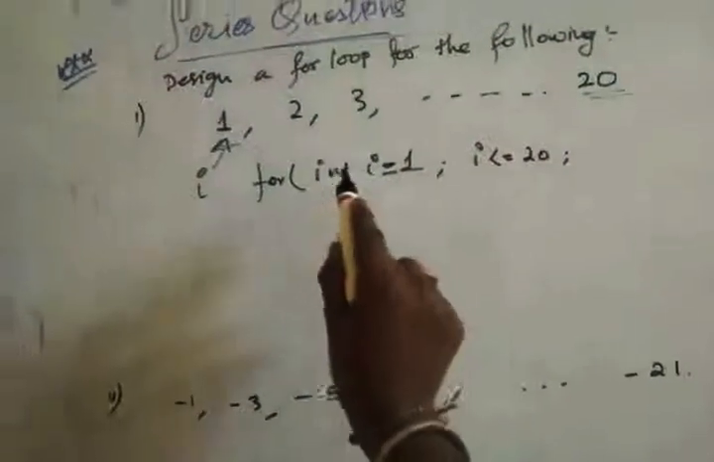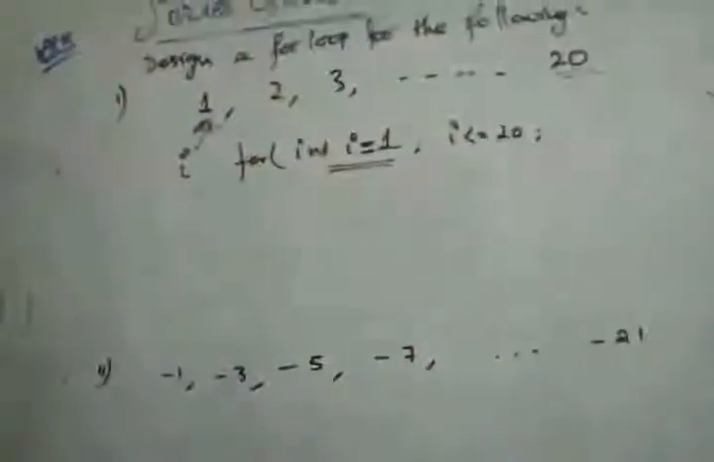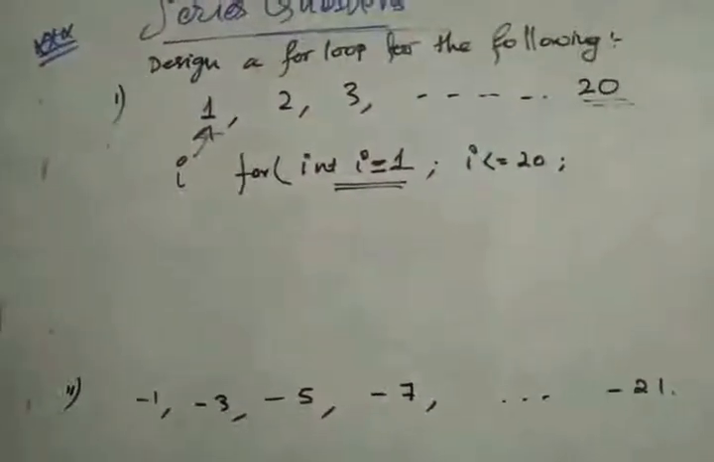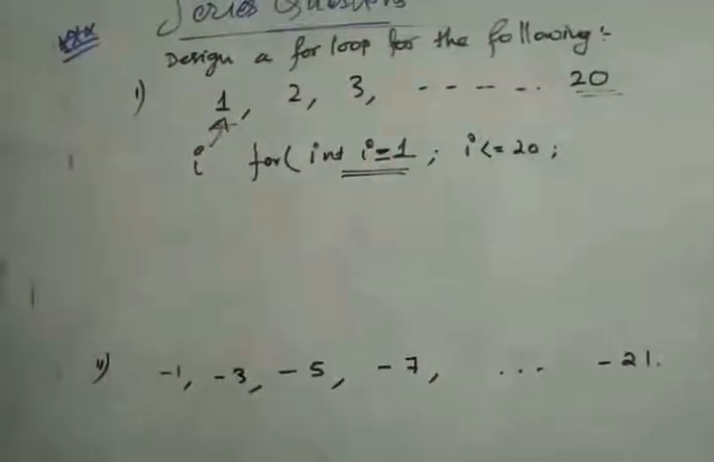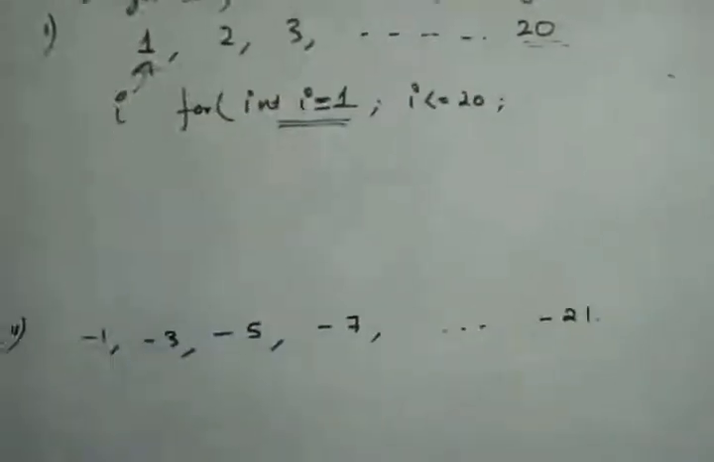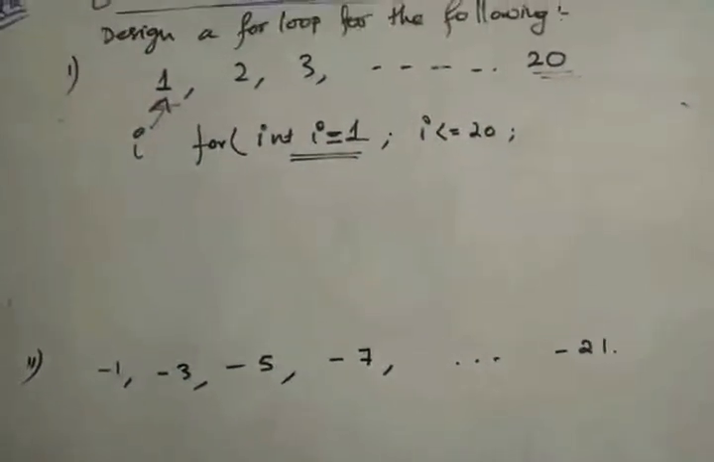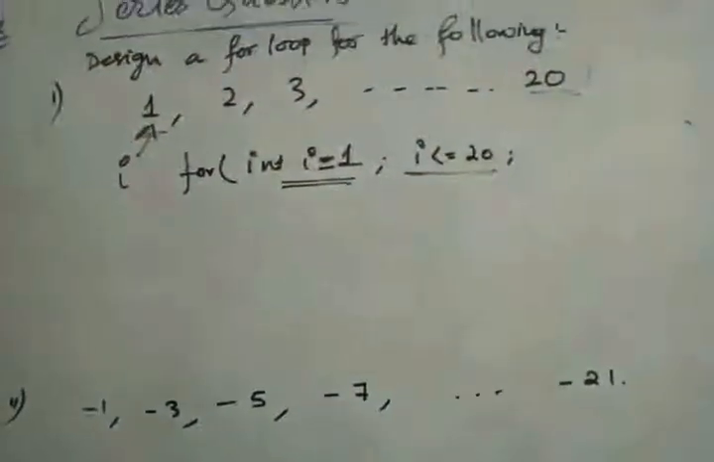The integer value of i is starting from 1. Since 1, 2, 3, 4 are all integer values, I've taken int i = 1. It is going till 20, so i <= 20. Whatever numbers we take in this example, like 2, 3, 4, 5, 6, all the values are less than 20 or can be equal to 20. So the condition is i <= 20.